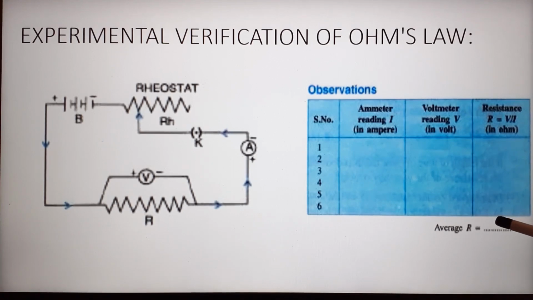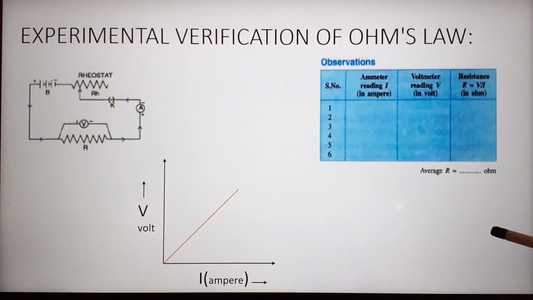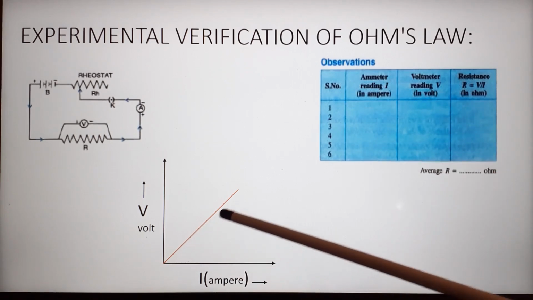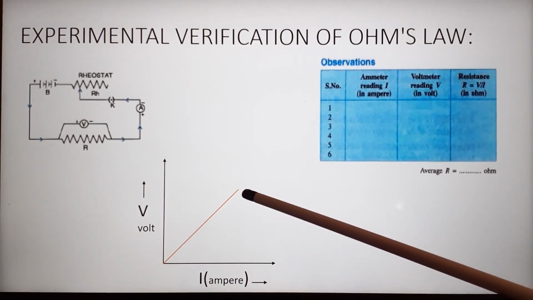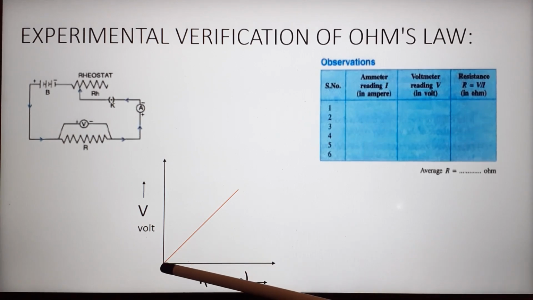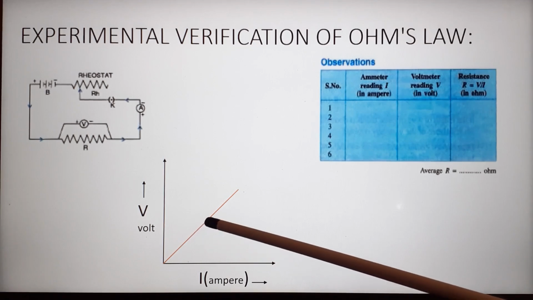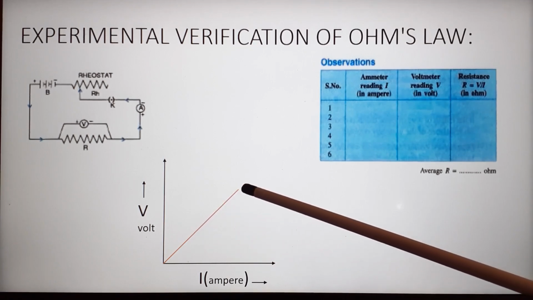Now let us draw the VI graph for this experiment. So potential difference on the y-axis and current on the x-axis. If we plot all the values here in the graph, we will get a straight line inclined to the x-axis. This straight line shows that as potential difference increases, current also increases equally. So here our Ohm's law is verified.